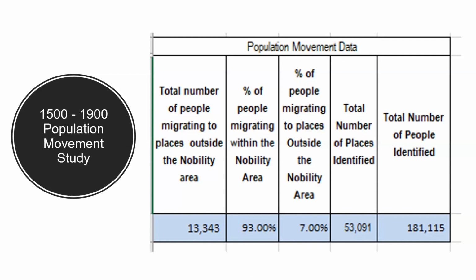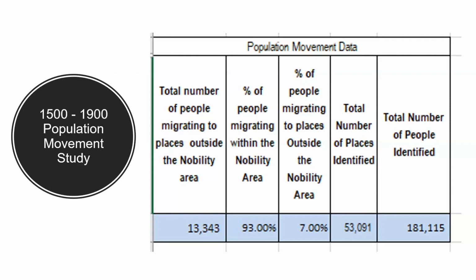In a study on German population movement between 1500 and 1900, it was determined that less than 10% of the population moved from one nobility area to another. The study included the 10 nobility areas that made up the 1871 German Empire and included the movement of 181,115 families who lived in 53,091 places within those 10 nobility areas.